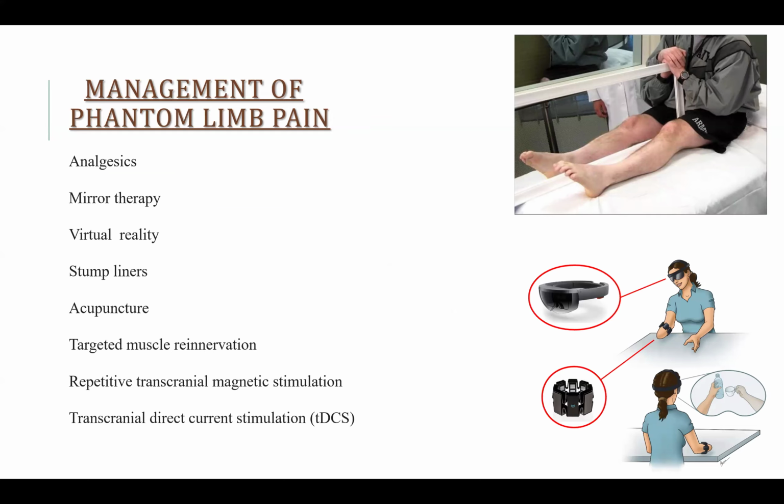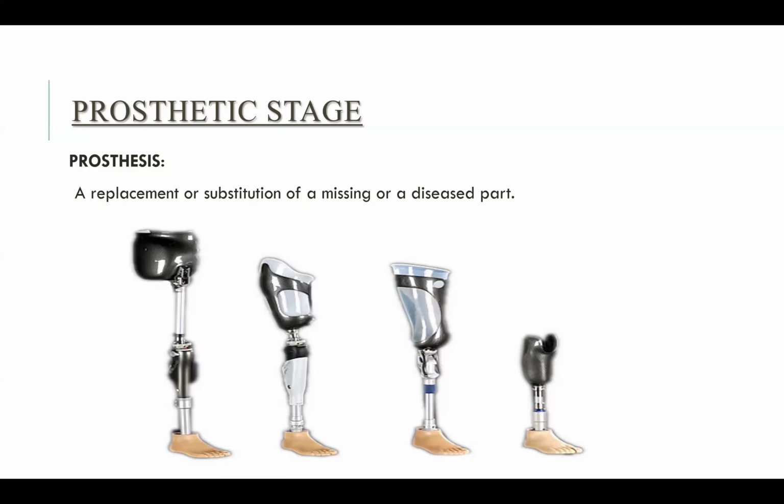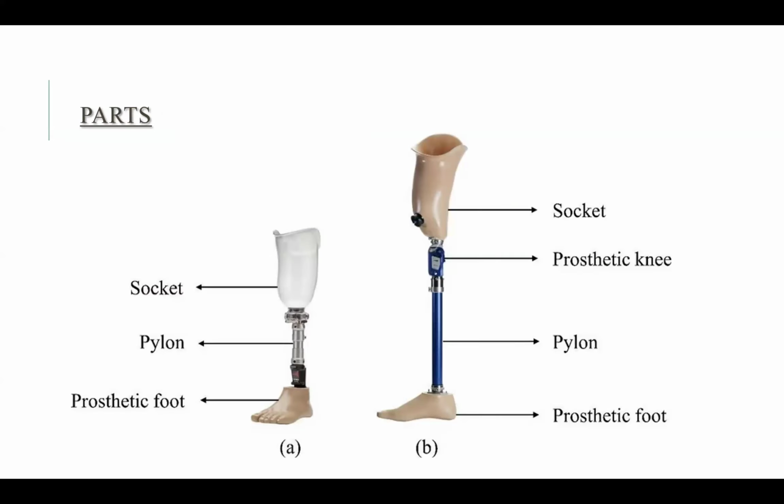Continue. Yes, sir. In the prosthetic stage, we will be using prostheses. A prosthesis is a replacement or substitution for a missing or diseased part. In the below knee, it has a socket, pylon, and prosthetic foot. Where there is substitution of a joint, there will be a joint between the pylon and socket.